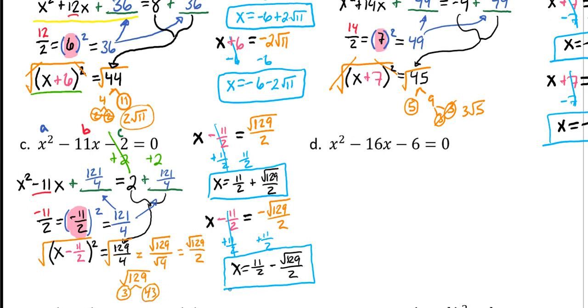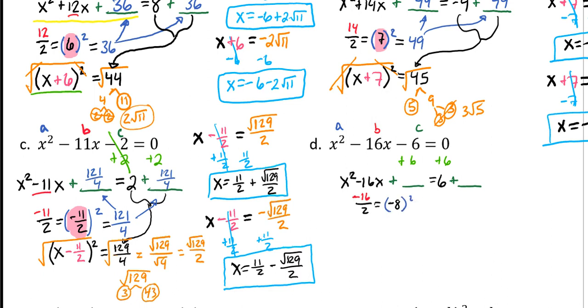So let's have you try letter D on your own. So go ahead and push pause, and when you're done, push play, and let's see if you were correct. You should begin by adding 6 to both sides. Then you'll need your plus leave a space on both sides, then dividing the b by 2, and then squaring that solution, and then putting that answer in both of the leave a spaces.